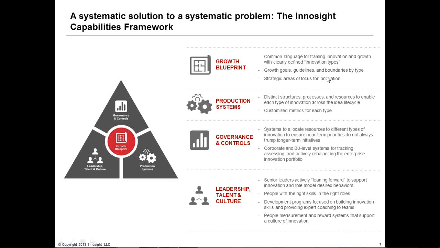organizations. And then finally, within the people component, the leadership, talent, and culture, you need to have the right talent allocated to different types of growth, because it often takes very different skills and aptitudes to pursue those core types of growth versus the more transformational types of growth.